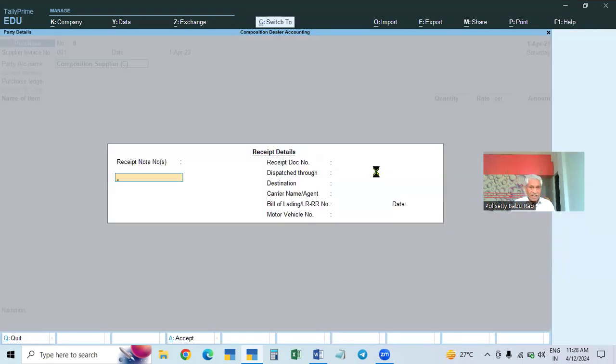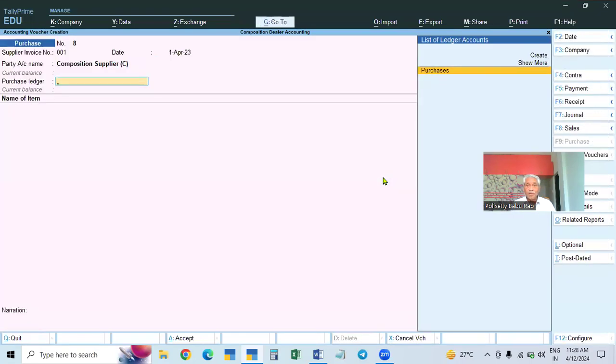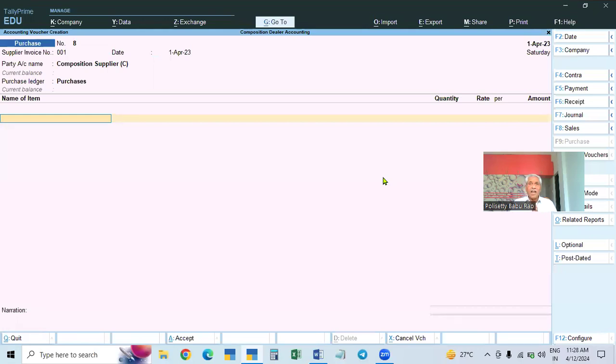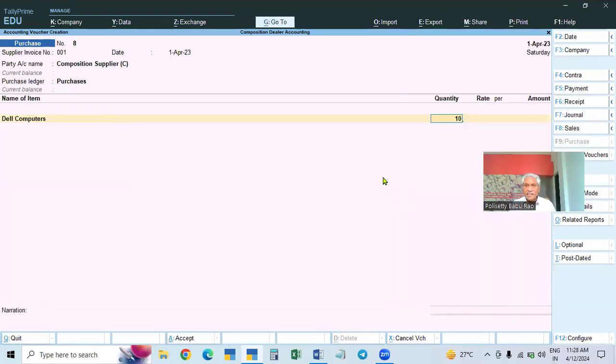This is a composition dealer. In the case of a composition dealer, whatever we purchase, the composition dealer cannot charge tax from us. We purchase from a composition dealer in our state only, but they cannot charge any tax. So no tax in that. For example, we are purchasing Dell computers, 10 numbers, sum is 28,500, for example. In this case, there is no tax. If there is tax, the tax is also added.